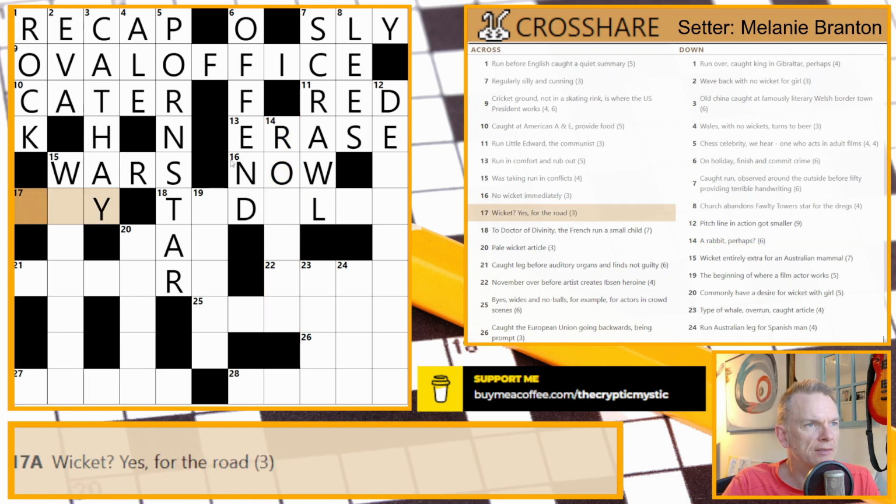15 across. What a nice puzzle this is, isn't it? 15 across. Wicket, yes, for the road. Now, wicket can be abbreviated as a W, can't it? So we'll put that here. Yes, I think maybe this means road. The definition here is road. So I think this is way. So it must be I. Yes, can be I, can't it? And I.